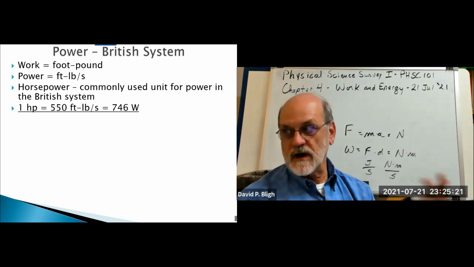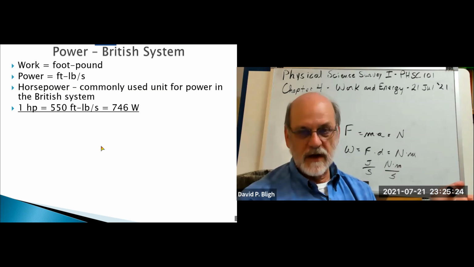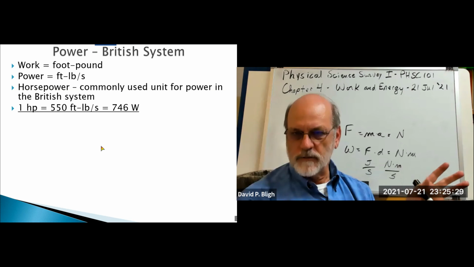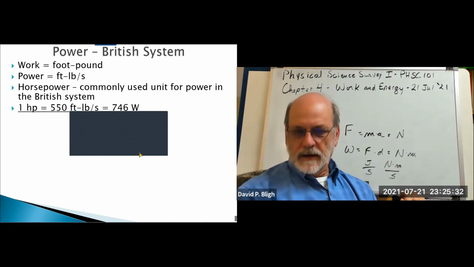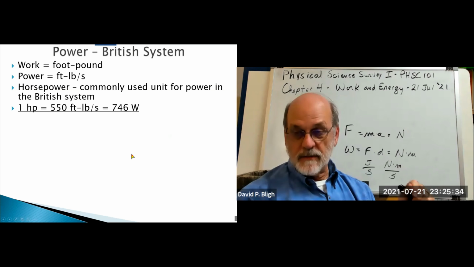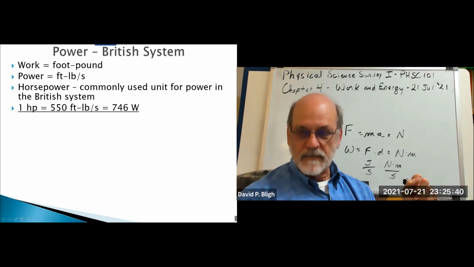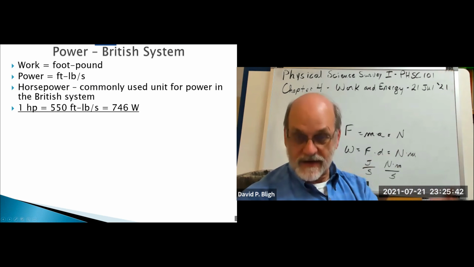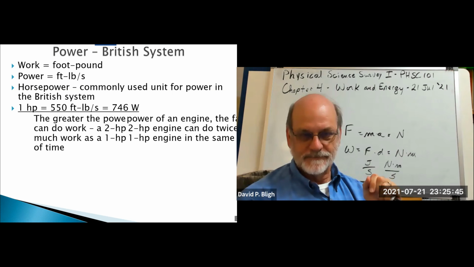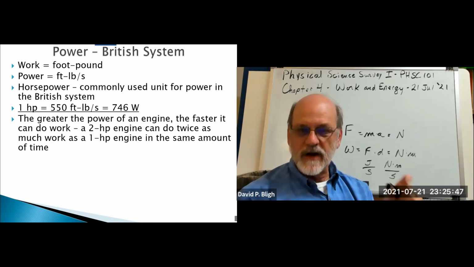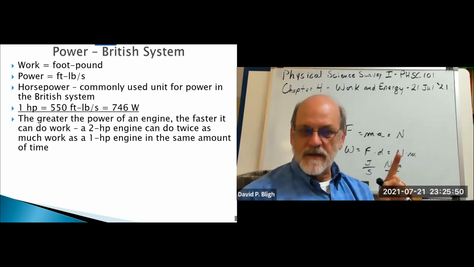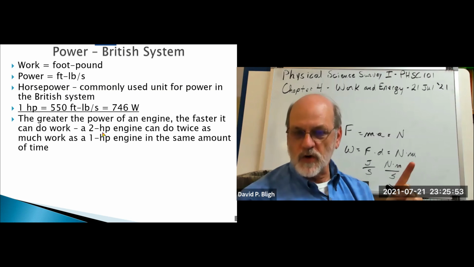Now we have engines in our cars that are rated at 200 or better horsepower. Some of the smaller engines are like 150, 140, 130. But some of them are even higher than that, 300, 350. And that's where that value came from. The greater the power of the engine, the faster it can do work. So a 2 horsepower engine can do work twice as fast as a 1 horsepower engine. All right.